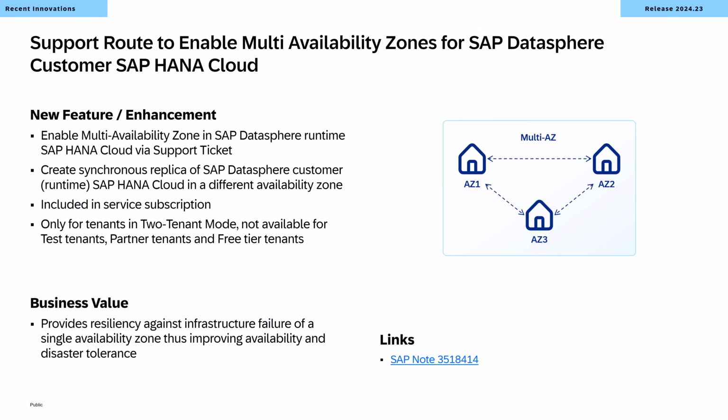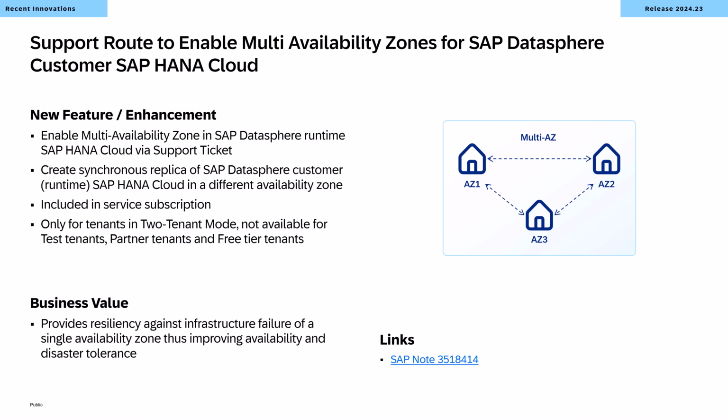This next new feature is a small but impactful one. It enables the multi-availability zones in Datasphere, specifically for the SAP HANA Cloud runtime underneath, via a support ticket. So it works via SAP Note 3518414, as linked here on the slide.